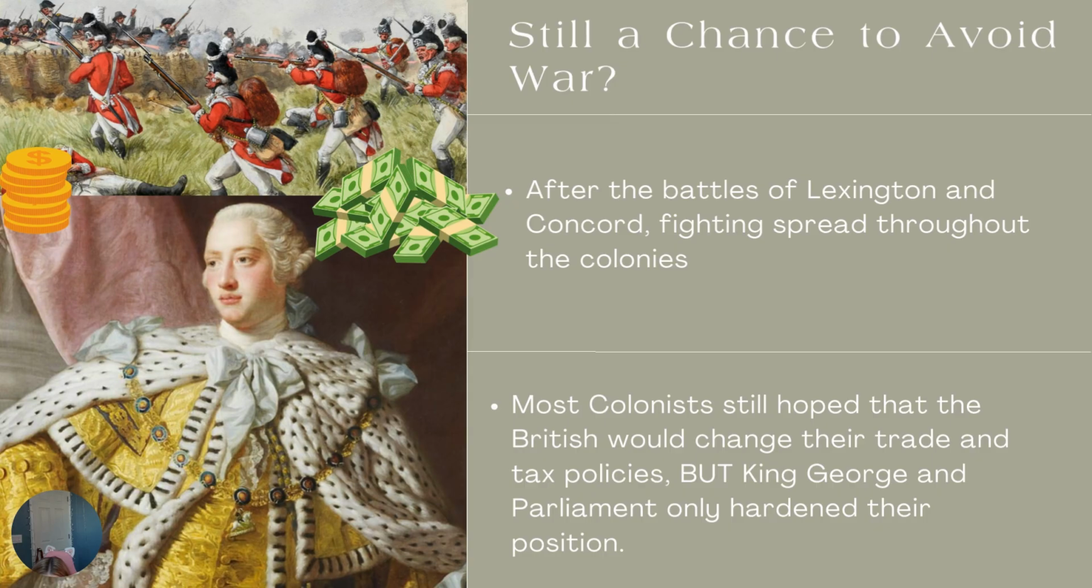But King George was not going to compromise in any way, shape, or form. It was going to be, you're going to pay whatever we say you're going to pay, and you're going to follow whatever laws I create because I'm the king. And that's what Parliament has decided. And so really there was no hope. He was refusing to listen to any of the compromises that colonists were willing to make. And they actually only hardened their position. They were steadfast in saying basically, no, you're going to do what we tell you to do.